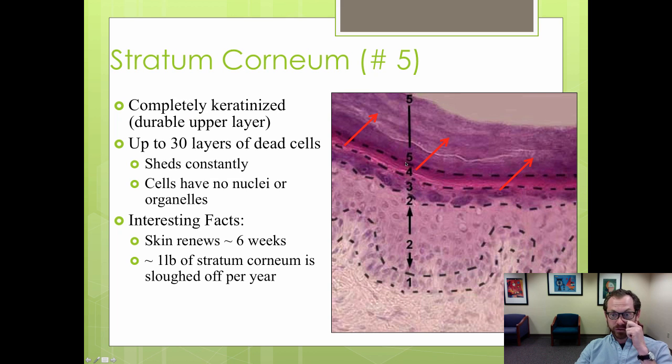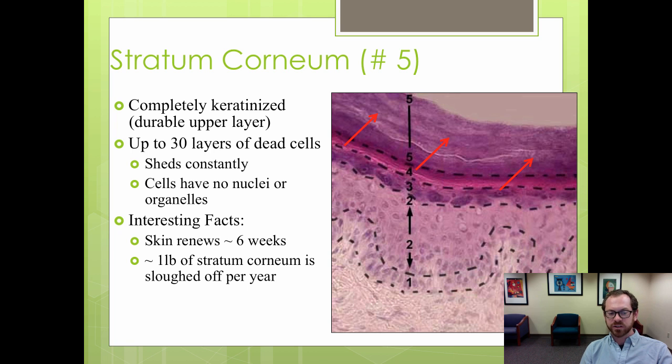And then our most superficial layer of the epidermis is the stratum corneum, indicated here. And this is a layer of completely keratinized cells, and it's a pretty thick layer relative to some of these other layers of the epidermis. We are constantly shedding these cells, and the cells have no nuclei or organelles here.